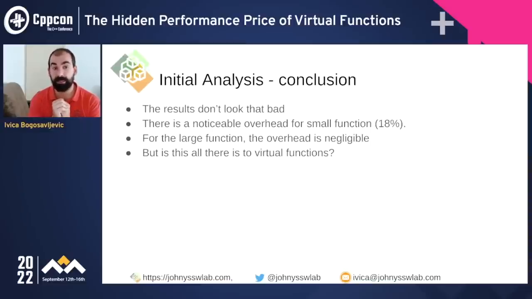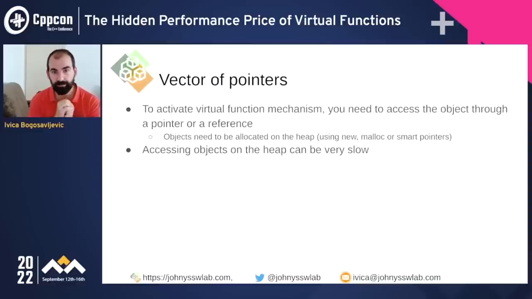But the question is, is that all? Is there something else to virtual functions? And the answer is yes, of course. So we move on to the next important building block of virtual functions, and this is vectors of pointers. To activate the virtual function mechanism, you need to access the object through a pointer or a reference. So the object itself needs to be allocated on the heap, using new, using malloc, or using smart pointers, but you will get the place for the object on the heap.